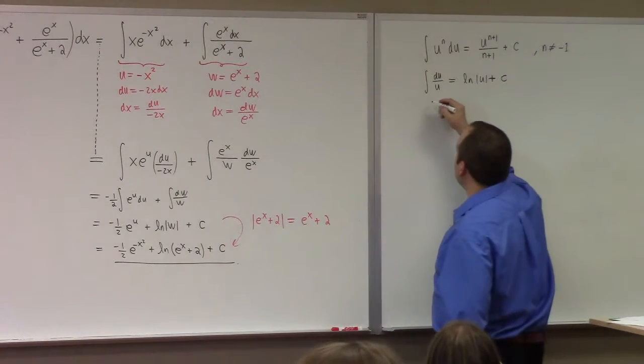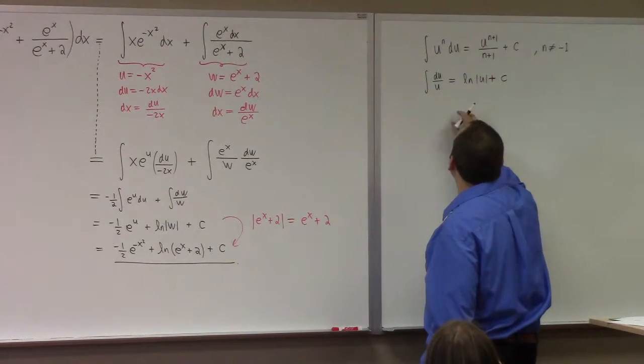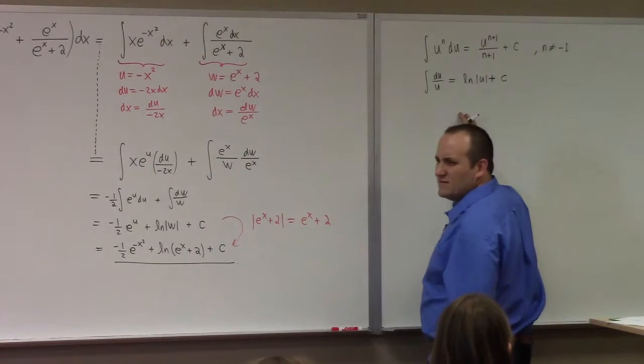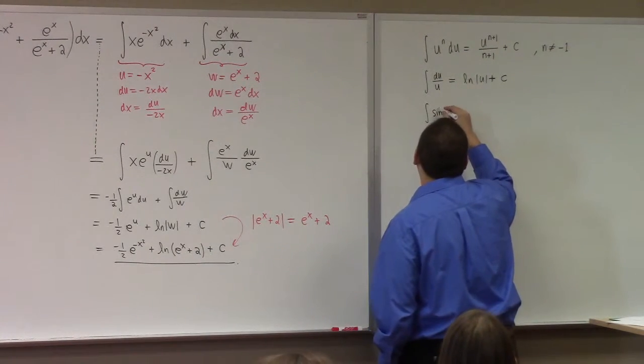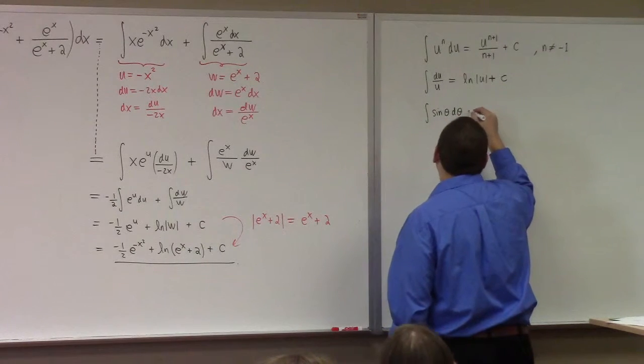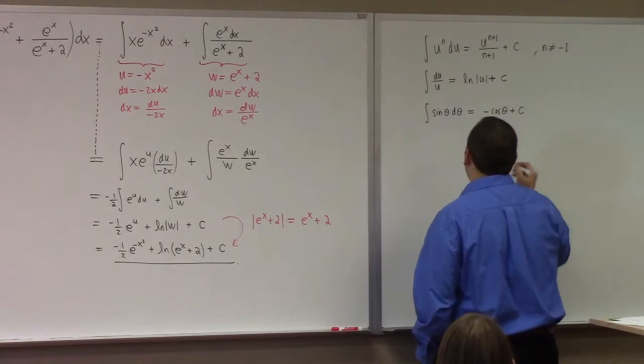And I was trying to avoid discussion of it altogether, but then the book rained on my parade. What was the other one we did? Oh yeah, sine. The integral of sine of theta d theta is equal to minus cosine of theta plus a constant, right?